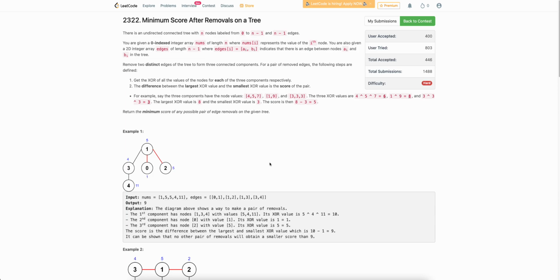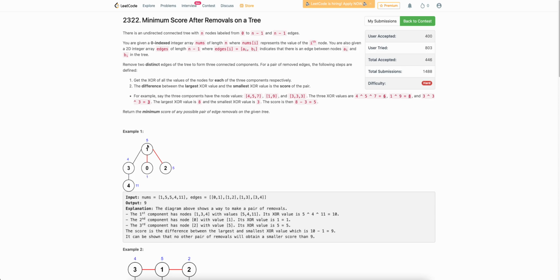In this video, we will be discussing the last problem of today's weekly contest, minimum score after removals on a tree. So we are given a tree and we have to find out the minimum score of the tree. What is the score? Score is defined as the difference between the minimum and maximum XOR if we divide this tree into three connected components.